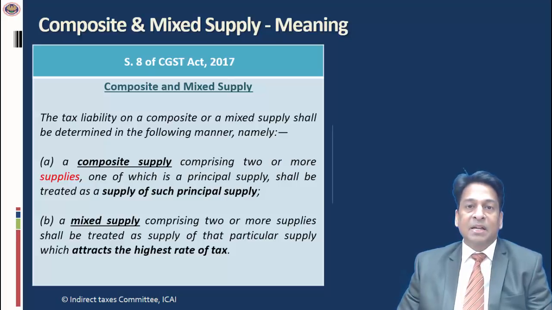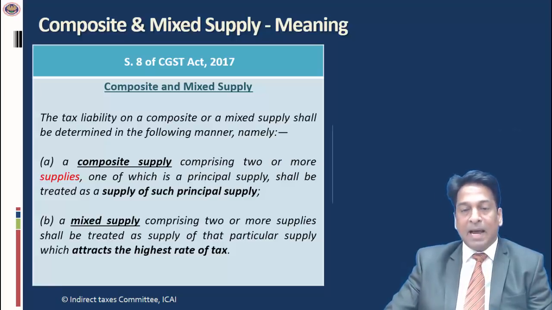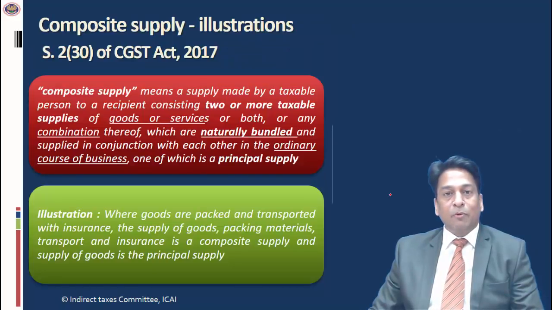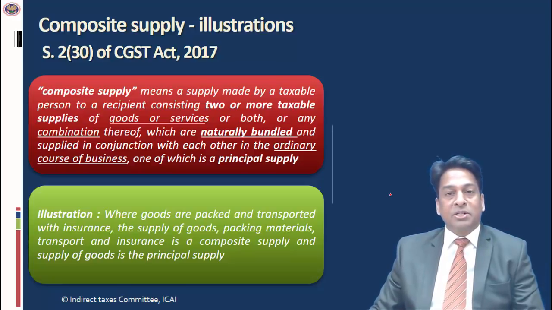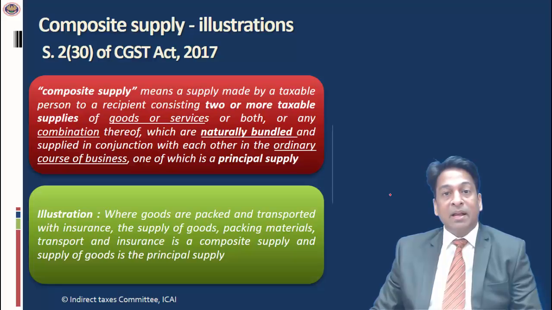Now, in both cases, we are finding two or more supplies. So, what is the difference between composite supply and mixed supply? When we go to the definition of composite supply, it talks about two or more supplies naturally bundled in the ordinary course of business, which is an important parameter. In composite supply, there are two or more supplies naturally bundled in conjunction with each other in the ordinary course of business.